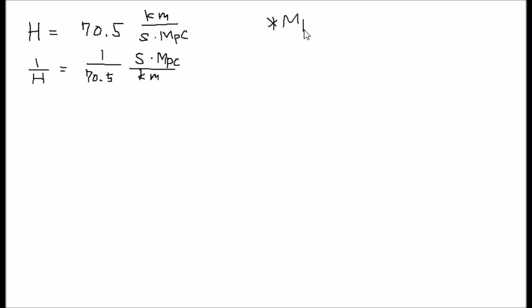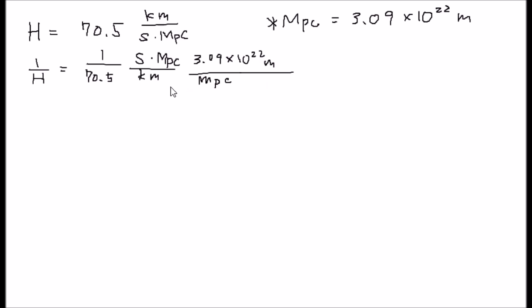Then 1 megaparsec is 3.09 times 10 to the 22 meter. And we don't want to have kilometer, so 1 kilometer is 1000 meter. Okay, kilometer cancels out, meter cancels out, megaparsec cancels out, and then what remains is s. But even though we get a value in seconds, we cannot recognize how much that is.